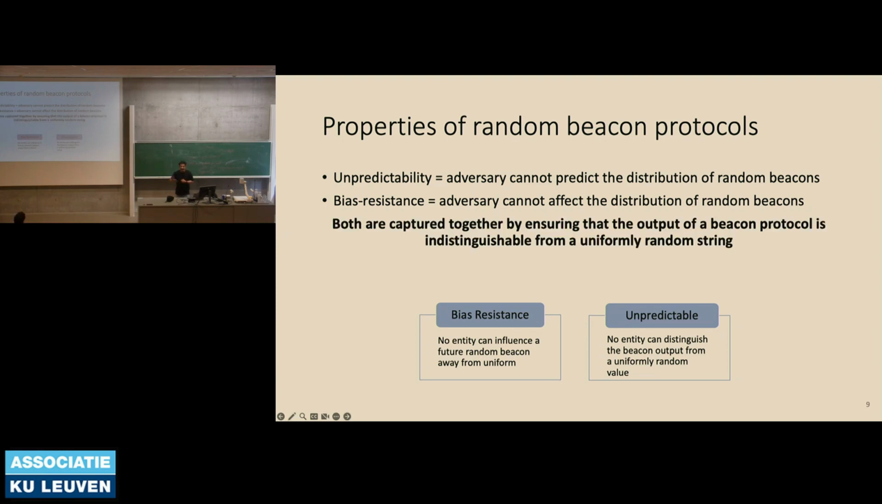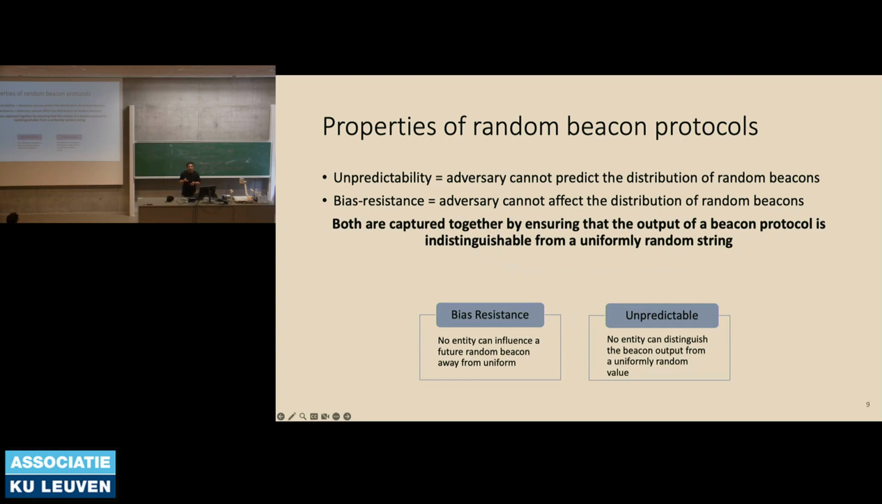It turns out an elegant definition for this is to say that let's take all the outputs of the random beacon and make it a long string. And we argue that this string should be uniform. This is a very clean way to capture both of these. If it was biasable, then the string wouldn't be uniform because in some places there would be more odds, and an adversary can distinguish this string from a random string.